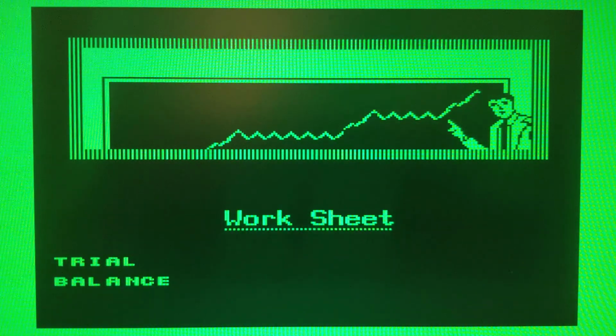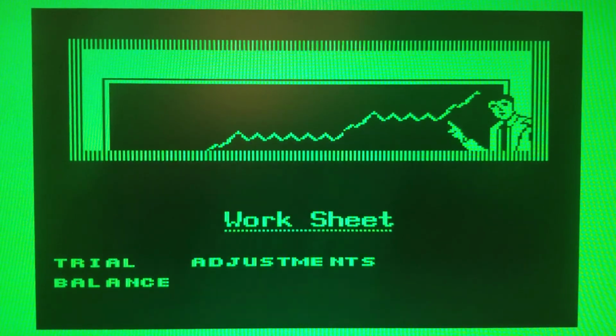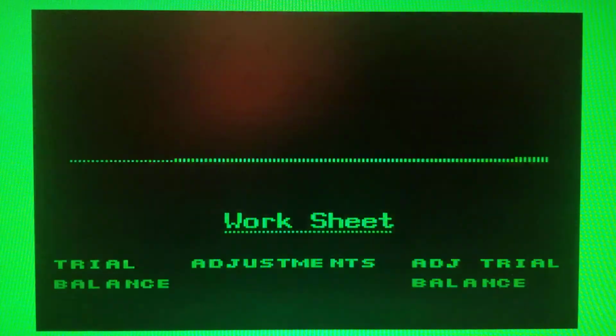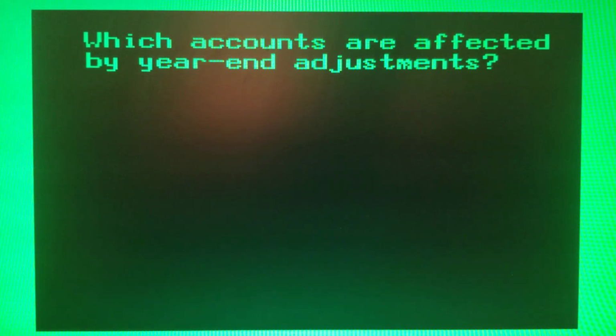On the year-end summary worksheet or the equivalent computer printout, the first pair of columns are the trial balance, the account balances from the ledger. The second pair are adjustments, and the third pair, the adjusted trial balance. Which accounts are typically affected by year-end adjustments?